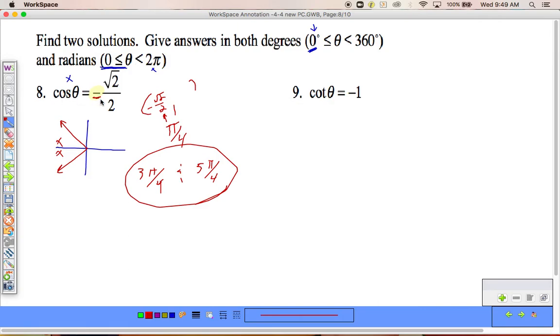Cosine of theta being negative is in the second and the third. My x value has to be square root of 2 over 2. That tells me it's a pi over 4. My pi over 4 in the second is 3 pi over 4. My pi over 4 in the third is 5 pi over 4. So we're going to add plus and minus signs that put them in other places other than the first. So we have to find them all.